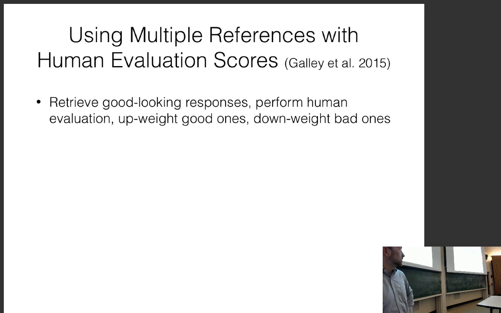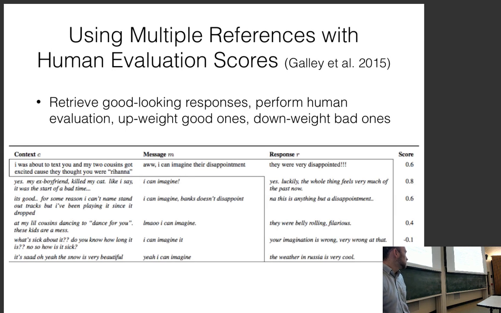So what they did here was they used a baseline system to retrieve nice-looking responses according to the baseline model. And then they performed human evaluation on them, upweighted good ones and downweighted bad ones, and then used the similarity to the good ones as a way to evaluate the models. So here's an example.